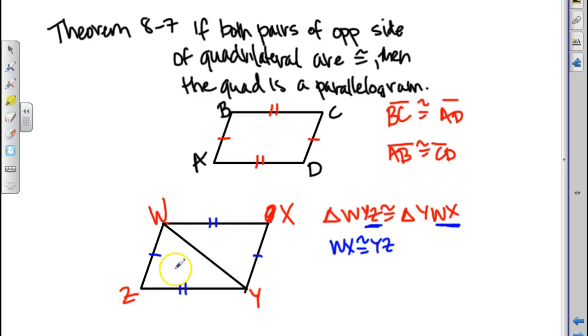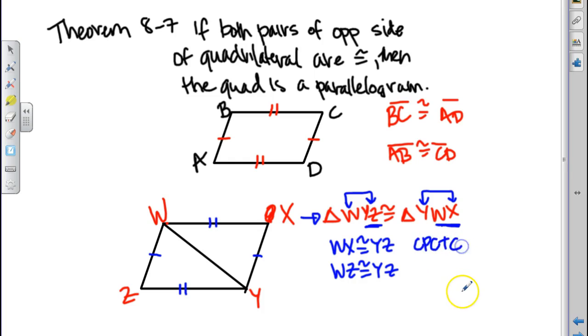Now what about the other sides? WZ has to be congruent to YX. WZ, YX. And because they told us the triangles were congruent, we know that these are congruent because corresponding parts of congruent triangles are congruent, CPCTC. All right, so both pairs of opposite sides are congruent, therefore this is a parallelogram according to theorem 8.7.